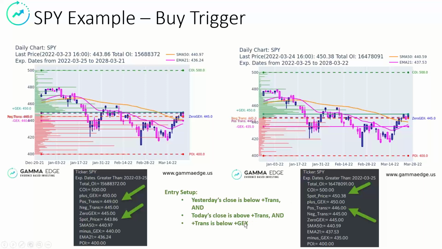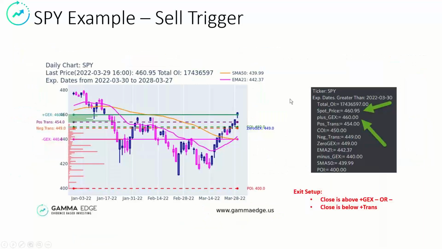provided that positive trans is below positive GEX. And so positive trans is sitting right here. Here's the positive GEX sitting right here, and you can see it's below. So all three criteria are met. Day prior, today's action, we meet the positive trans and the being below positive GEX, and so you would go ahead and place the trade the following day.